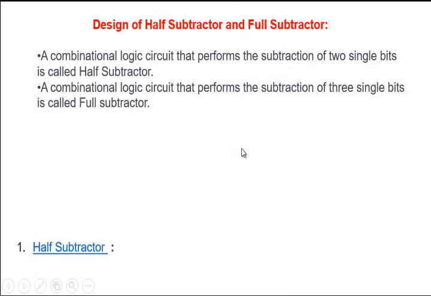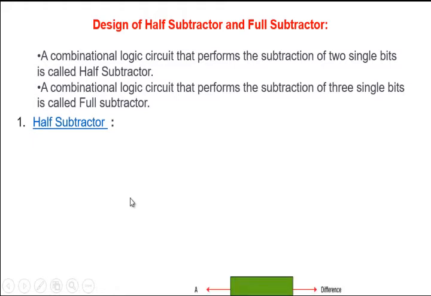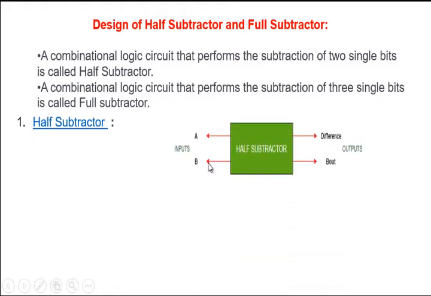So let's start with the half subtractor. Here is a half subtractor block diagram. A and B are the inputs, and here is the subtraction process. It means the output is called the difference, and if there is any borrow, it is called the B out or BO. So these are the input and output.